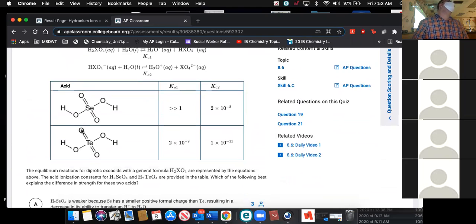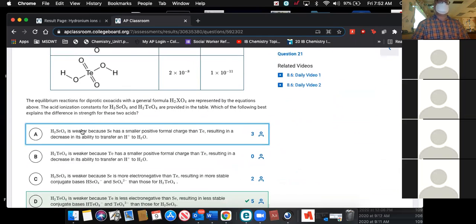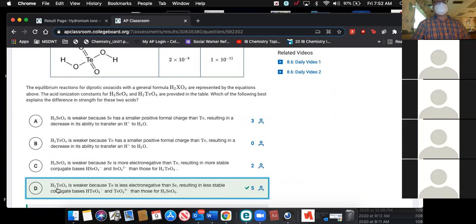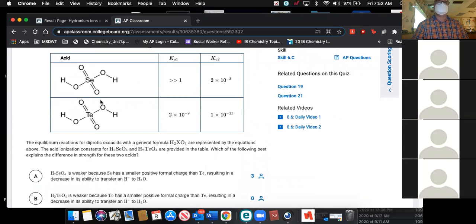Tellurium versus selenium. Which one has more electronegativity? Closer to fluorine, right? Selenium. So if we take a look, H2Te, tellurium is less electronegative, resulting in a less stable conjugate base. Same thing.